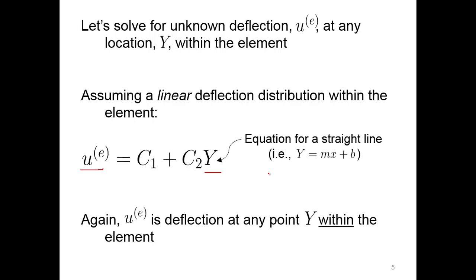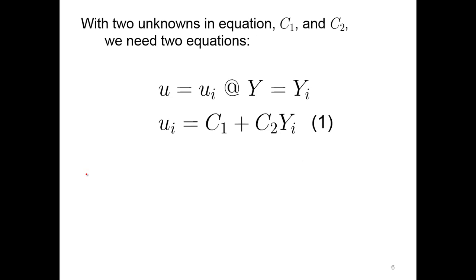All right. So the deflection, again, is the deflection at any point y within the element. So this is any point within the element, between nodes i and j of our element. All right, so with two unknowns in the equation, C1 and C2, we need two equations. So two equations, two unknowns, or two unknowns, two equations, I guess I should say in the reverse there.